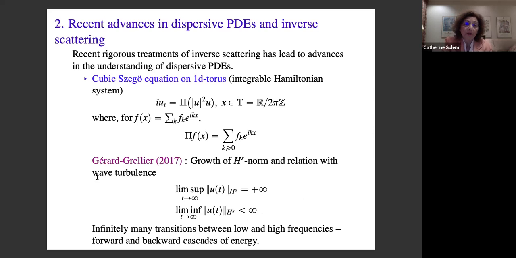So that was this very precise result, and it was obtained by Gérard and Grellier on the cubic Szegő equation.